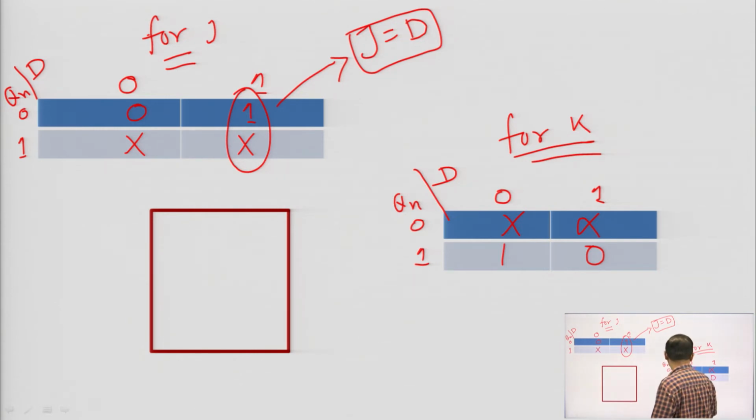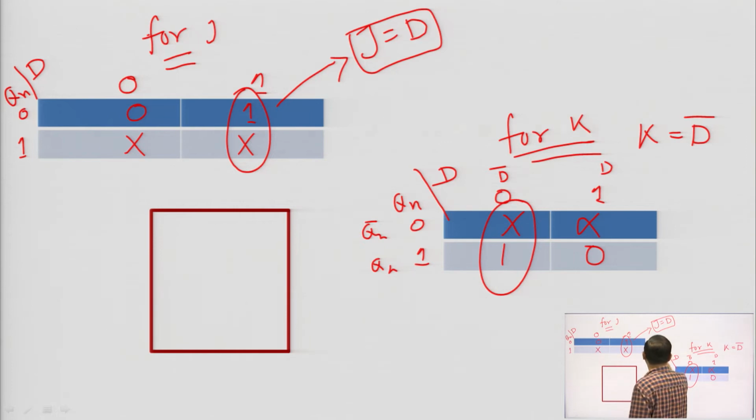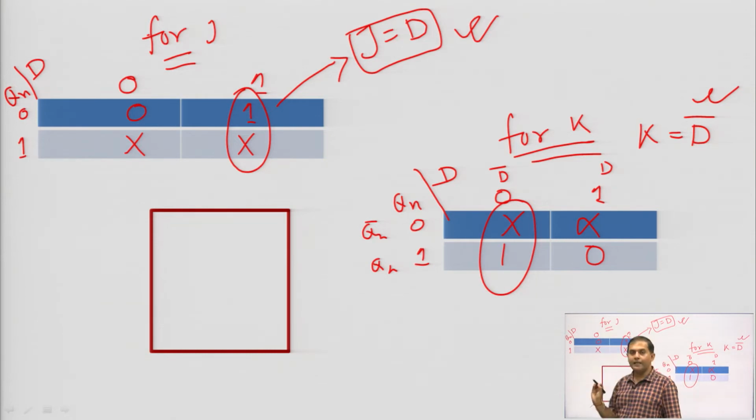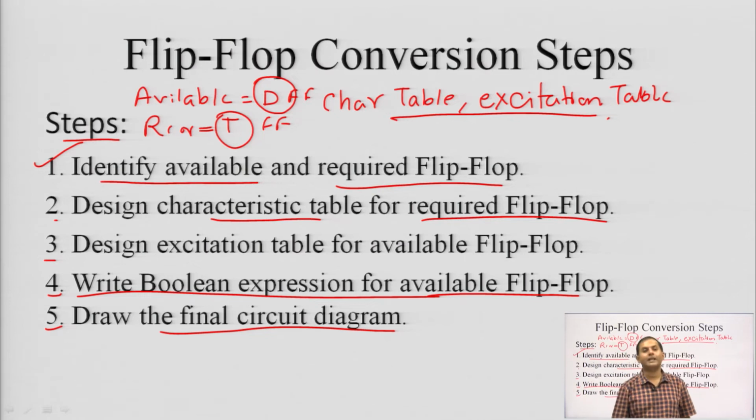Okay. And for K we will have this grouping. So, this is nothing but K is equal to D bar, because this is D bar, this is D, this is Qn bar and this is Qn. So, we have two equations: one is J is equal to D and K is equal to D bar. Okay. So, now the final step is to draw the final circuit diagram.